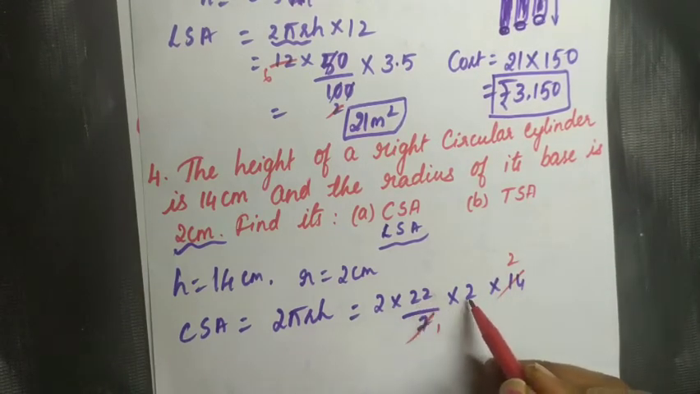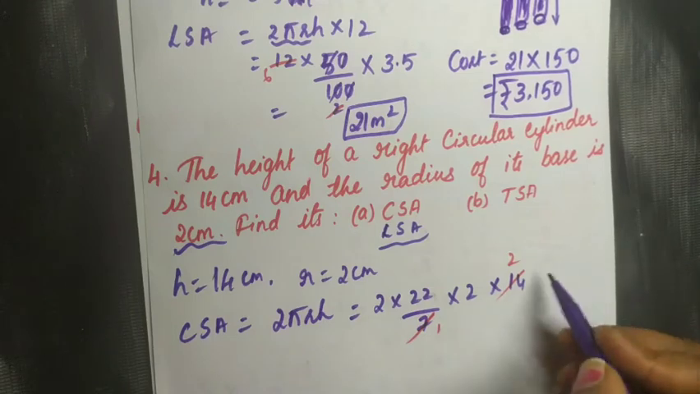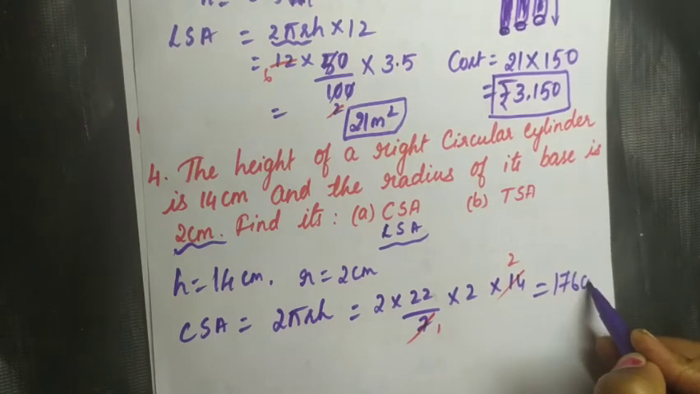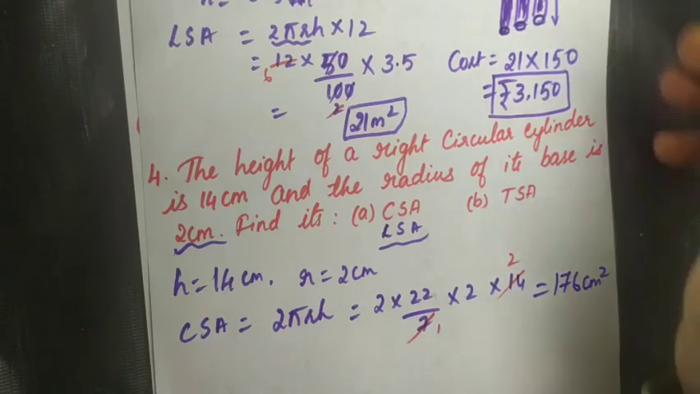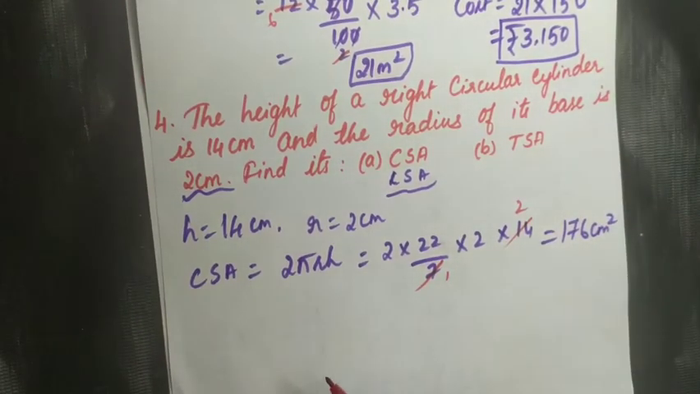So multiply this 44 into 2 into 2. It becomes 176 centimeter square. So it is a direct problem actually, a direct substitution problem. Okay, next, what is it?